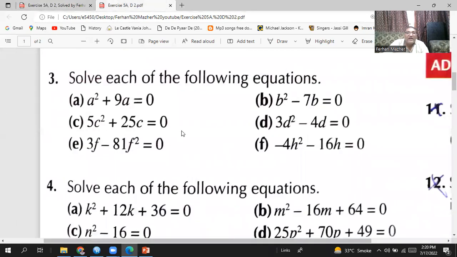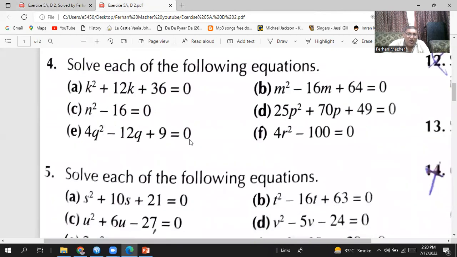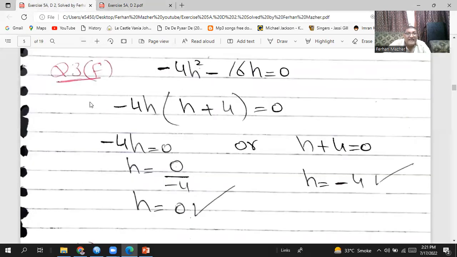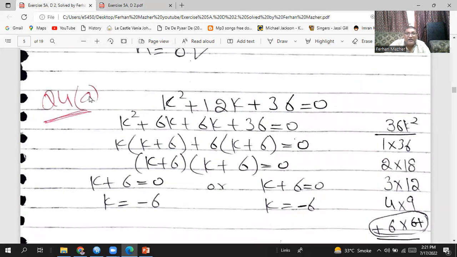That was question number 3 and F part. So we are done with question number 3, and we are going to the next question. The next question is question number 4, and it says solve each of the following equations. K squared plus 12k plus 36 equals to 0. You know, this k square and 36, they are perfect squares.